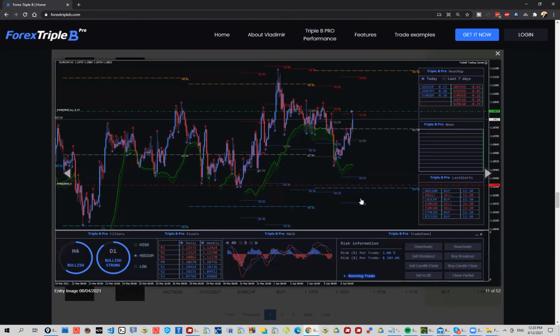Euro franc, another bullish idea. Again, this is the 1 hour chart. However, notice that this time the 4 hour chart is not in a strong bullish momentum, but just bullish. The settings for the filters that you're looking at in this screenshot are set to medium, if you're curious about that, of course. And then back to the chart.